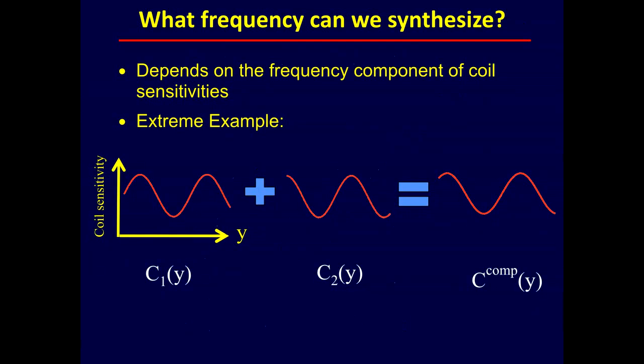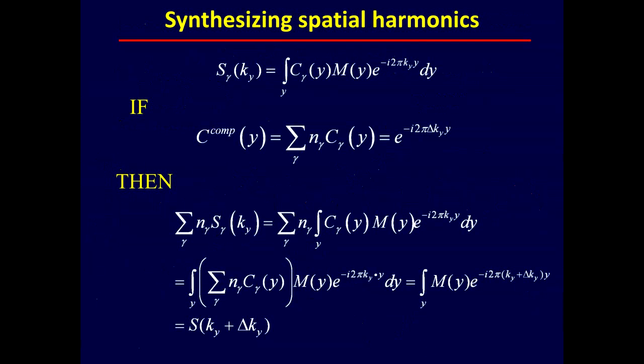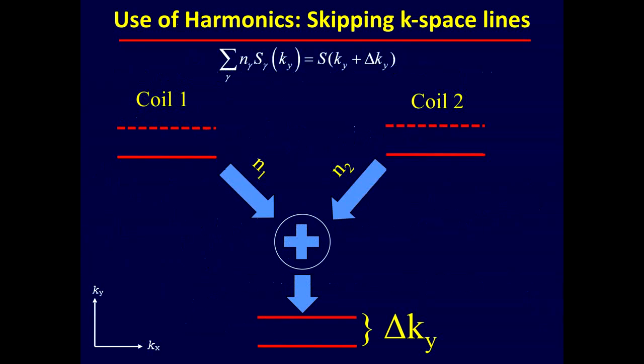So there's a limitation there in terms of what frequency you can generate for the composite coil sensitivity map. Basically, remember, this delta KY really determines the frequency, right? The bigger the delta KY, the more quickly your spatial frequency is fluctuating, okay? So there's a limitation there.